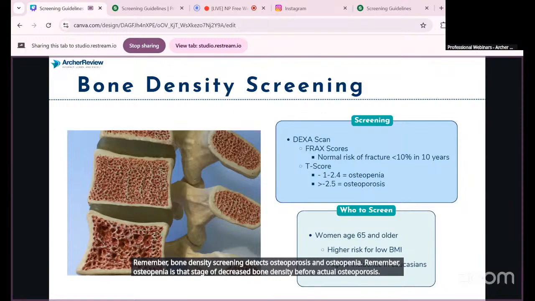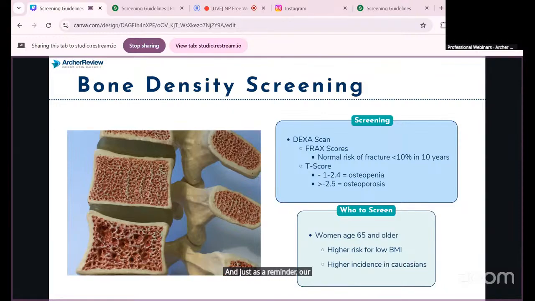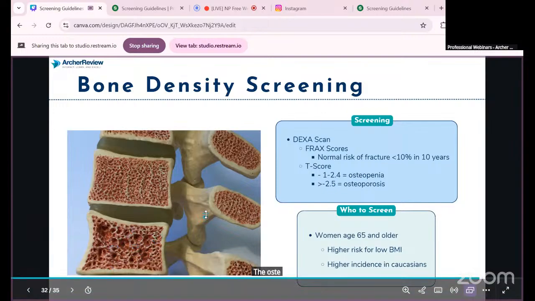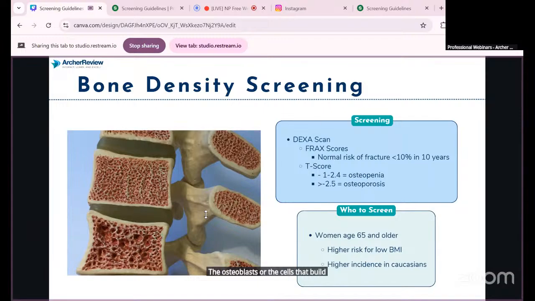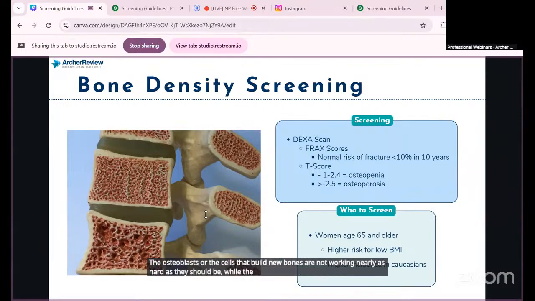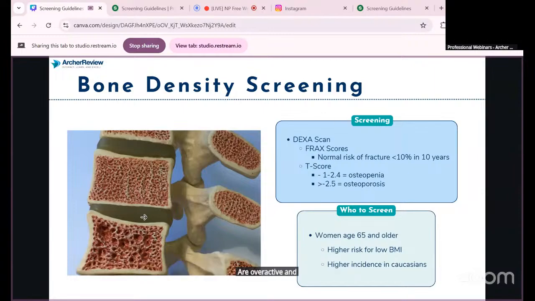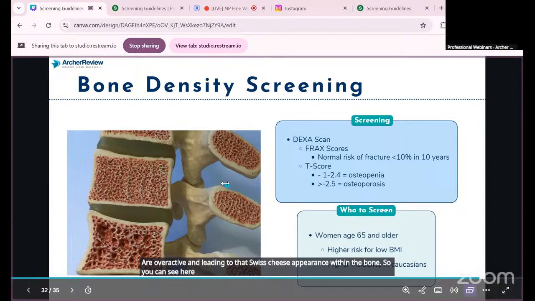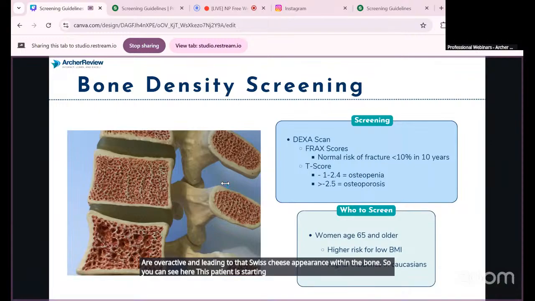And just as a reminder, our bones are constantly remodeling themselves. So as you can see here in my picture, the osteoblasts, or the cells that build new bones, are not working nearly as hard as they should be, while the osteoclasts, or the cells that break down those old bones, are overactive and leading to that Swiss cheese appearance within the bone. So you can see here, this patient is starting to develop some osteoporosis.